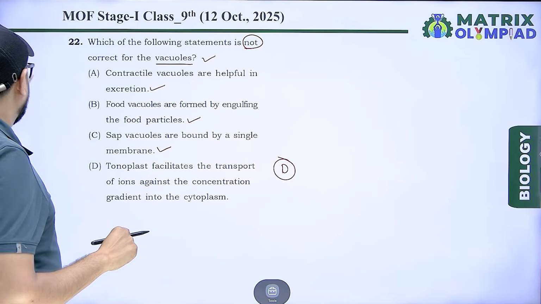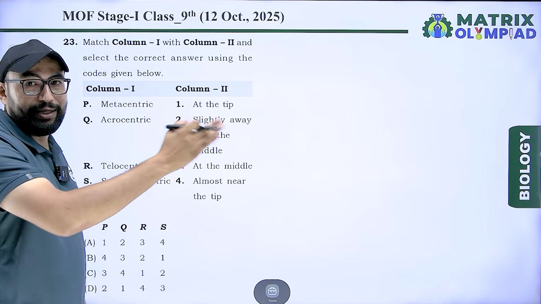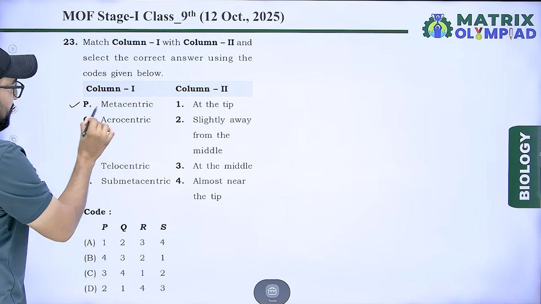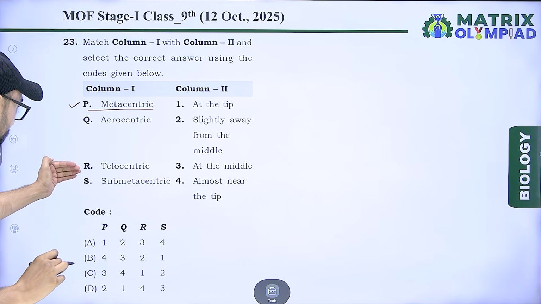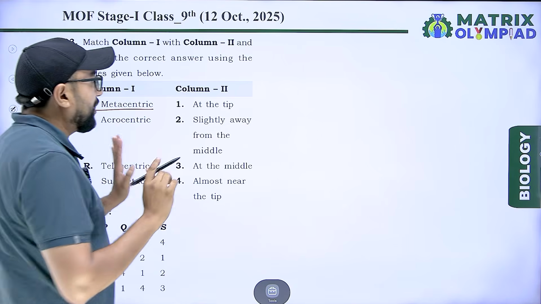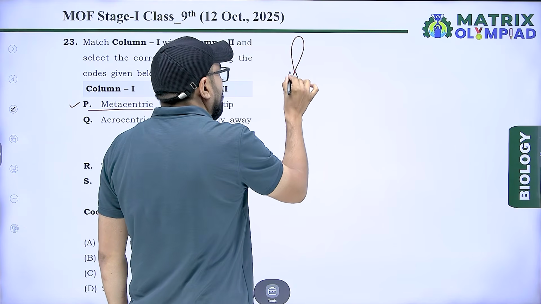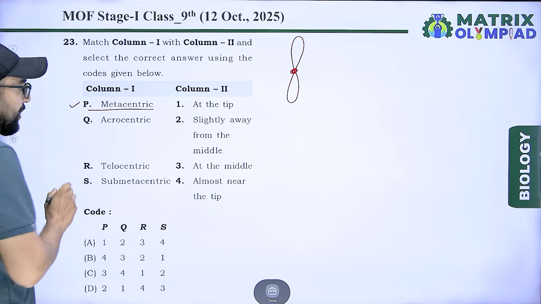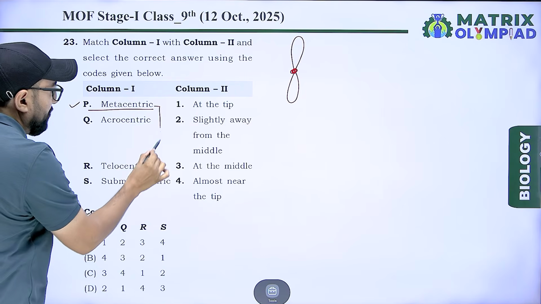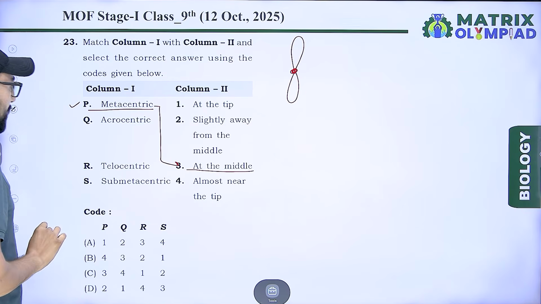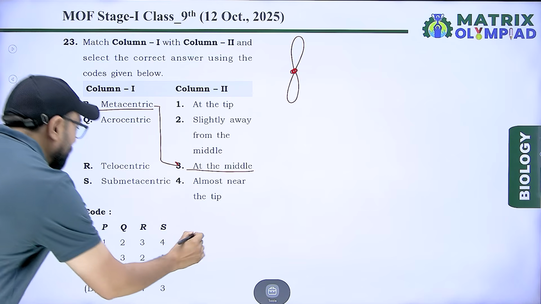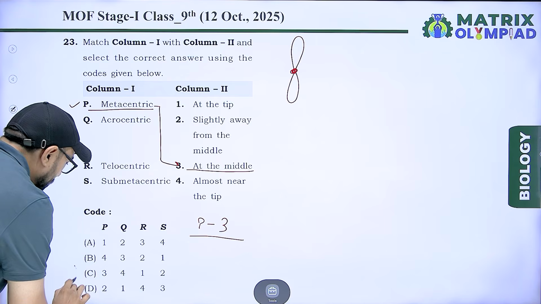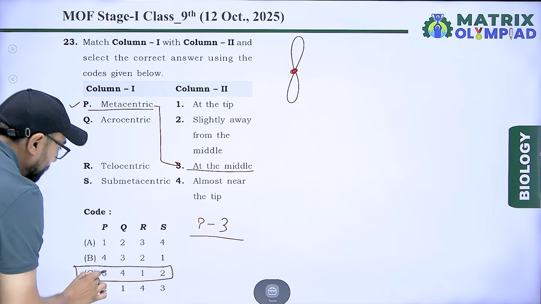Next question: match the column first and second. In the first column, metacentric, acrocentric, telocentric and submetacentric are the forms of chromosome based on the presence of centromere. Metacentric has the centromere at the middle. So P matches with 3. According to the options, option C matches P with 3.